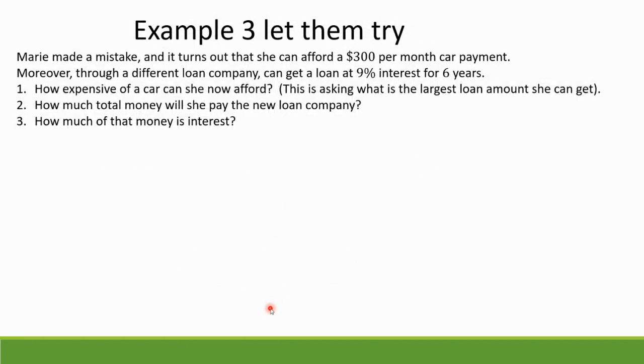Okay, so let's say somehow she made a mistake and it turns out she can instead afford $300 per month. Now let's say somehow she's able to also get a loan from a different loan company, offering her 9% interest for 6 years.